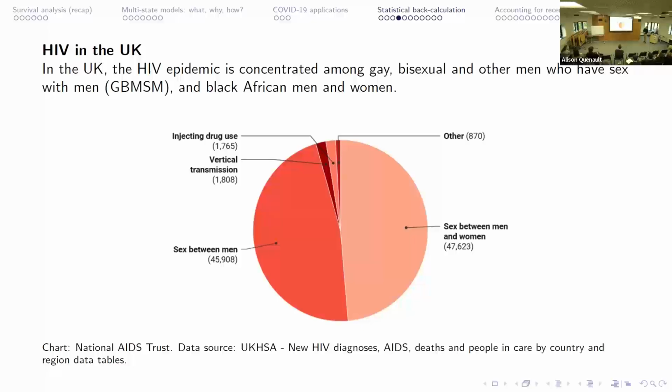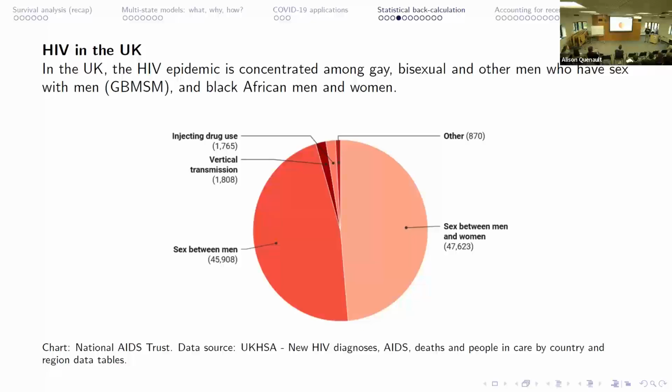So everyone loves a pie chart. At least the National AIDS Trust love a pie chart. This is just a nice plot showing that the concentration of the epidemic in the UK is with gay, bisexual, and other men who have sex with men, and heterosexual men and women, where it is primarily a sexually transmitted infection. And in the UK, those heterosexual men and women tend to be people who come from a Black African background.